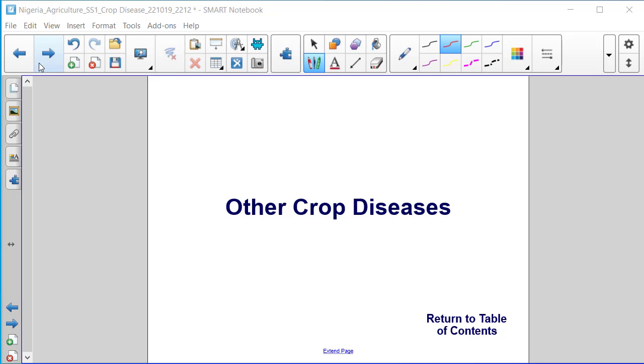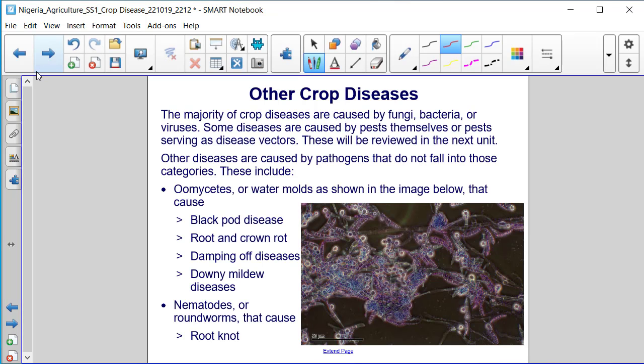Other crop diseases. The majority of crop diseases are caused by fungi, bacteria, or viruses. Some diseases are caused by pests themselves or pests serving as disease vectors. These will be reviewed in the next unit.